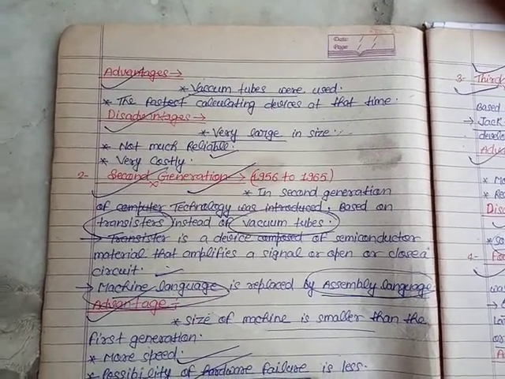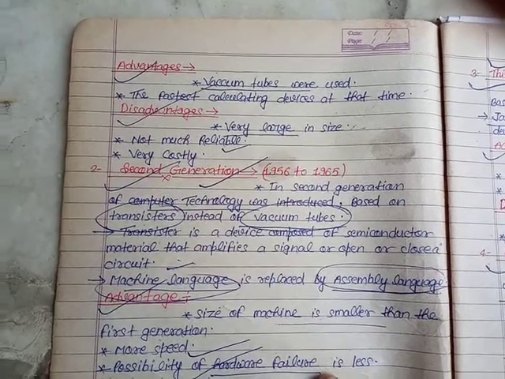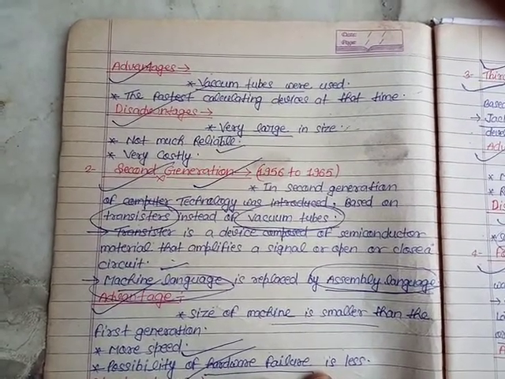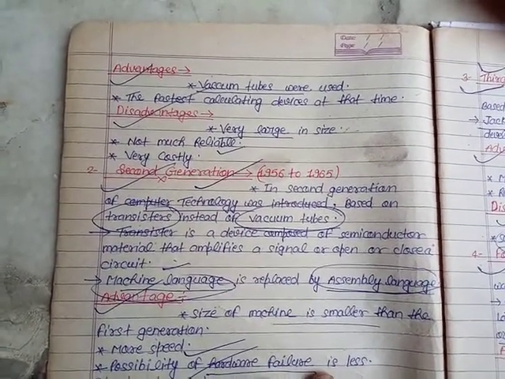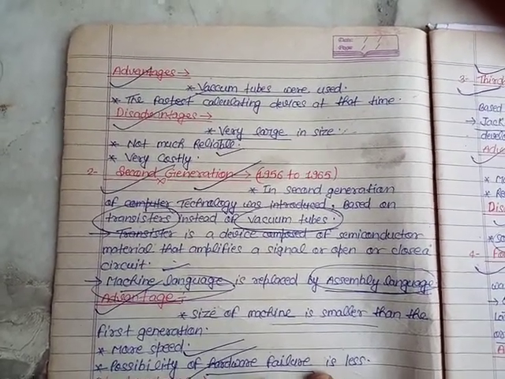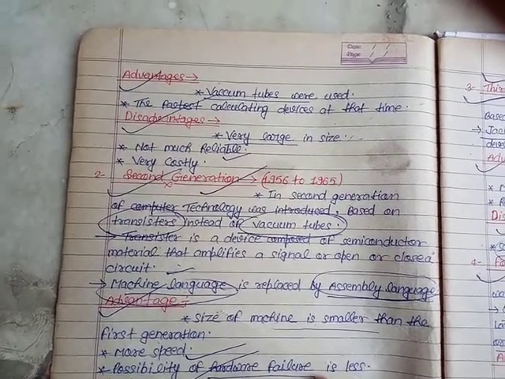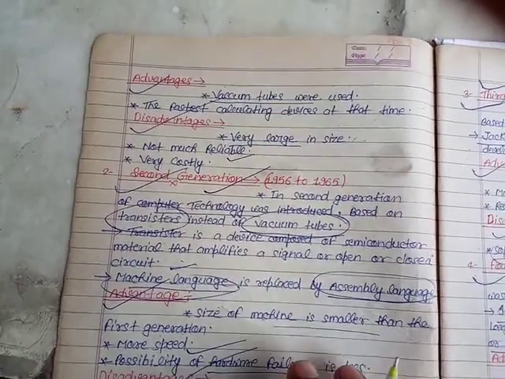Now the disadvantages. First generation also has some specific disadvantages, such as very large size. Another, not much reliable. Very costly. First generation computers are very costly compared to the current era.